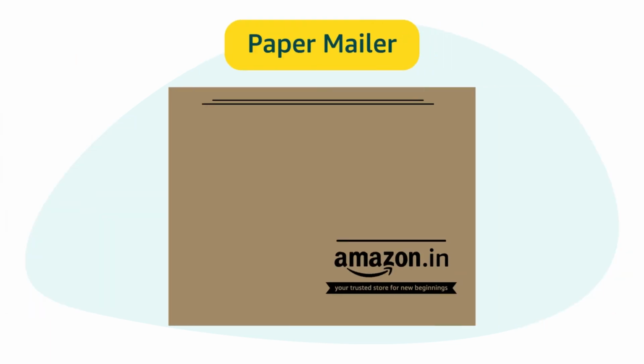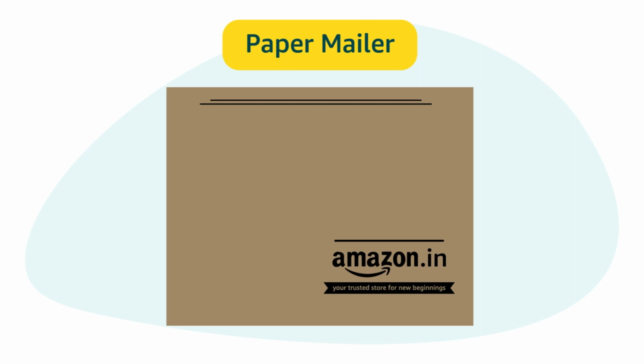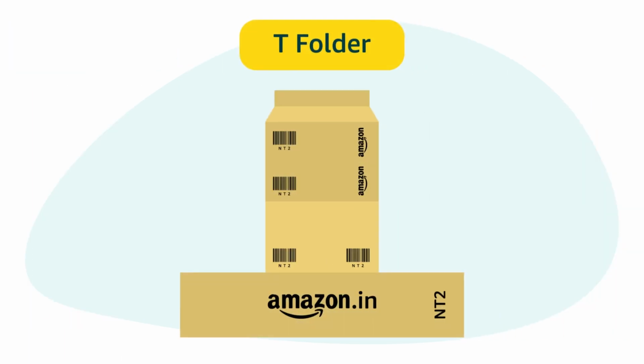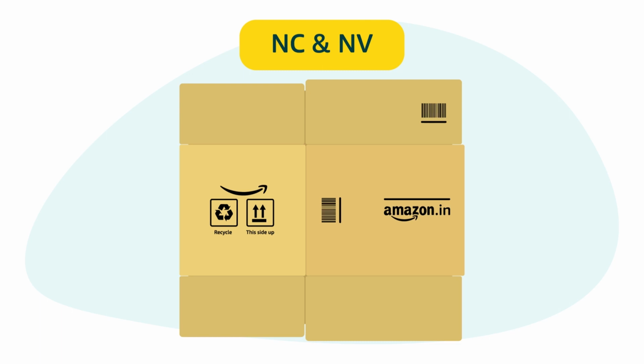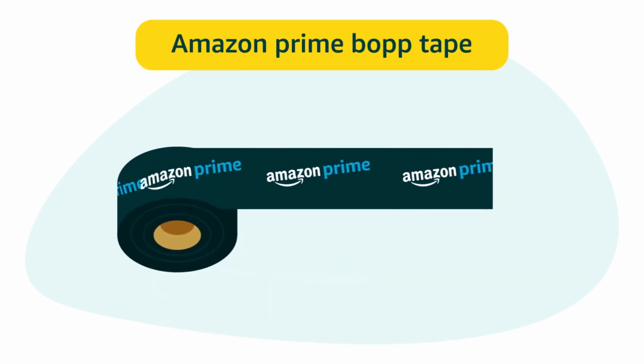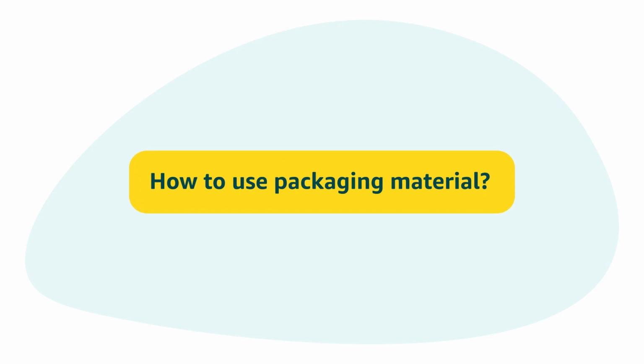Paper mailer. It has a similar shape and design as a poly bag, made up of kraft paper which is 100% recyclable. T folder. Corrugate sheet which is cut into the shape of a T. NC and NV. These are the standard corrugate boxes. And the BOB tape. Let's see how to use these packaging materials.